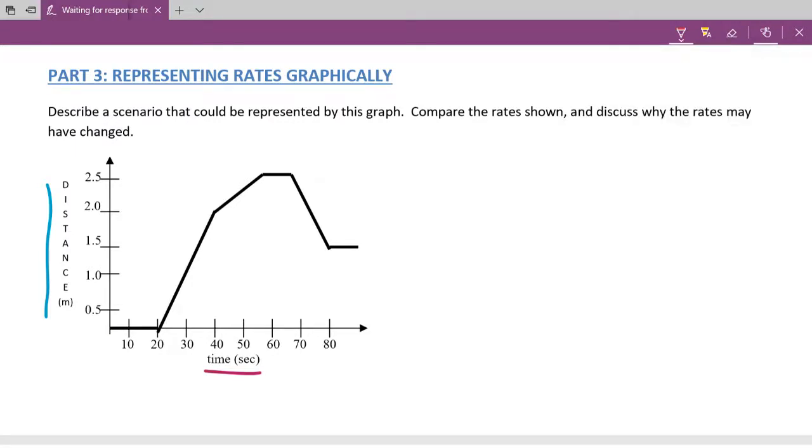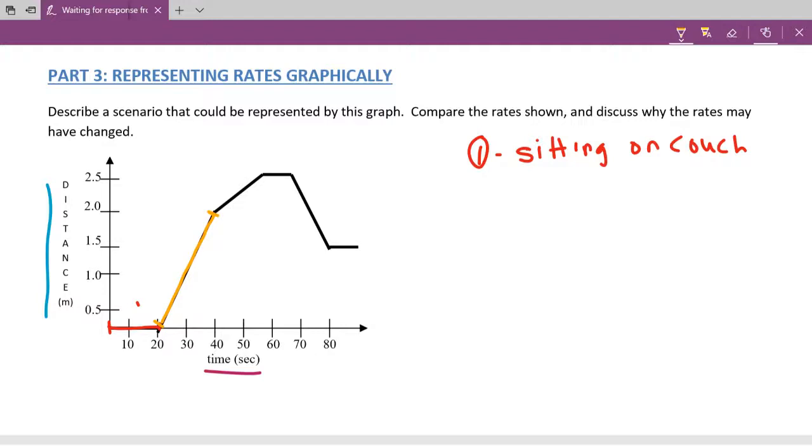So starting off, we have this flat section. Let's call this section 1. We're going to analyze this. It looks like 20 seconds has passed and we haven't moved. So section 1, nothing's happening. Maybe you're sitting on the couch. Move on to the next section.